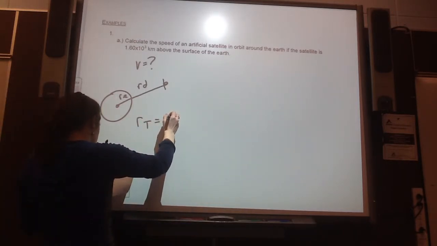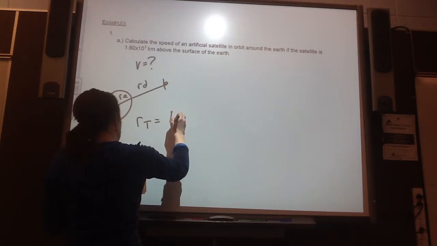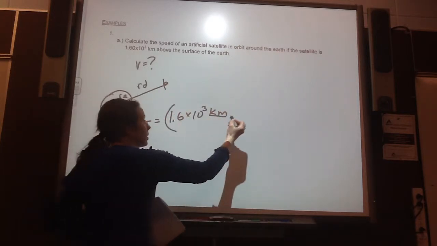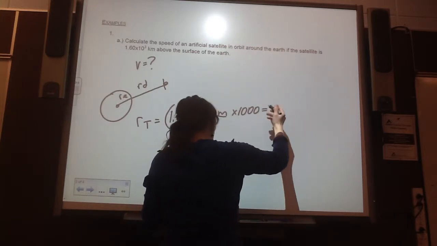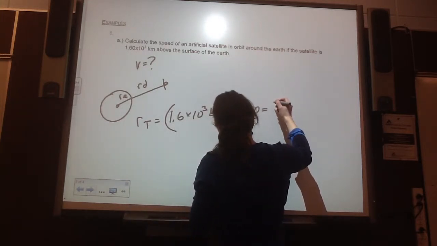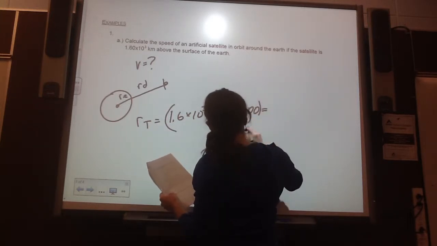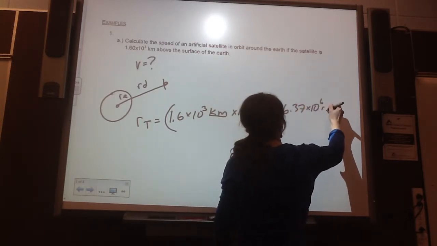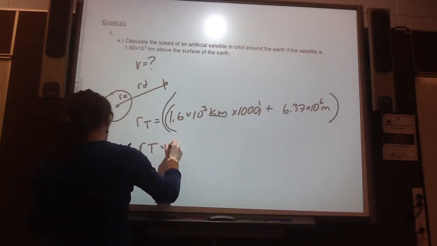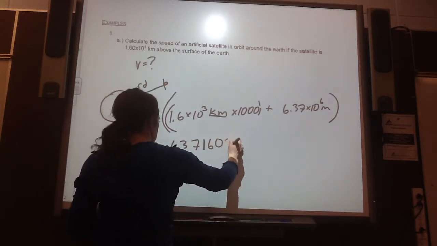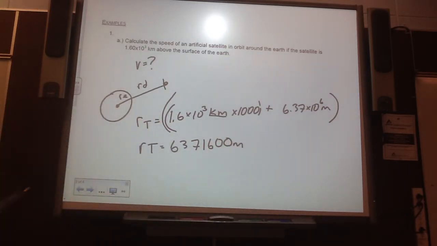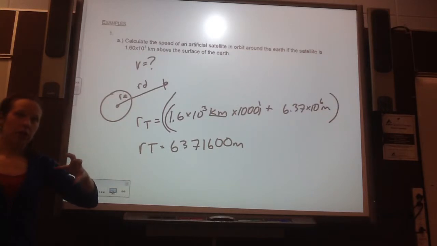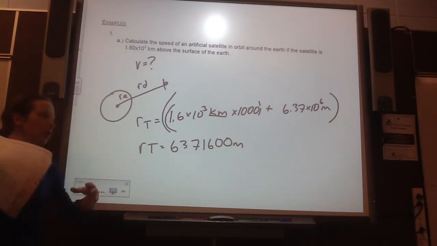So RT is going to be equal to RD, which is 1.6 times 10 to the 3 kilometers. This, though, needs to be in meters. So we need to multiply that by 1,000 to get the right amount of meters. And then we add that to 6.37 times 10 to the 6 meters. So our RT that we use is 6371600 meters. Now, keep in mind, whenever you do these formulas, you always are using RT in the actual big formula. So if you get a value of R, you assume that it's RT.